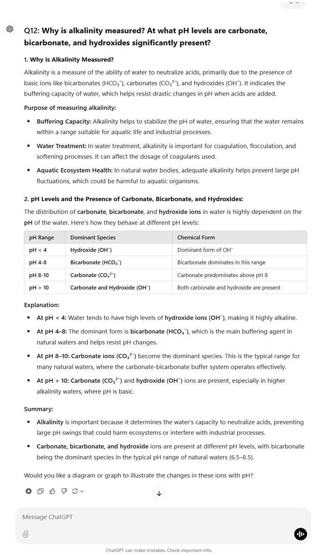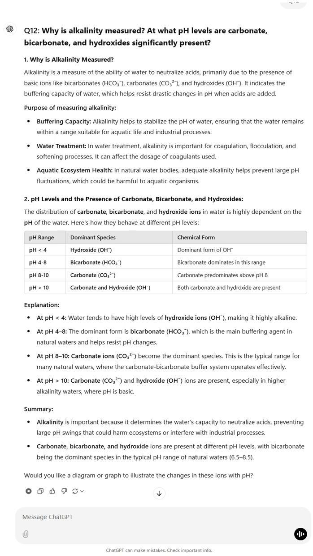1. Why is alkalinity measured? Alkalinity is a measure of the ability of water to neutralize acids, primarily due to the presence of basic ions like bicarbonates, HCO3-, carbonates, CO3 2-, and hydroxides, OH-. It indicates the buffering capacity of water, which helps resist drastic changes in pH when acids are added.